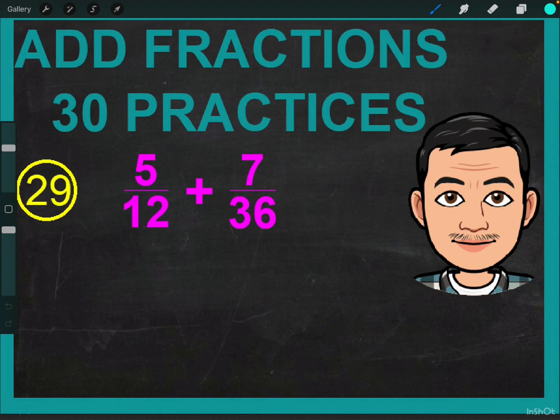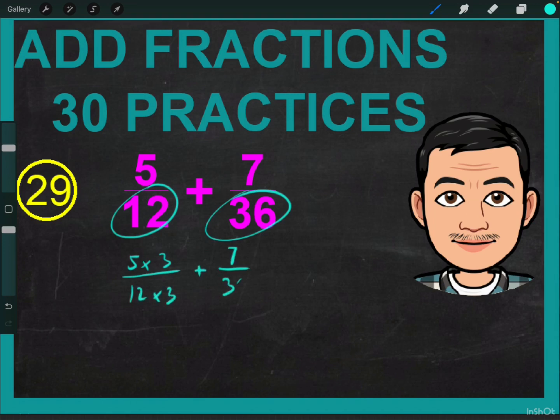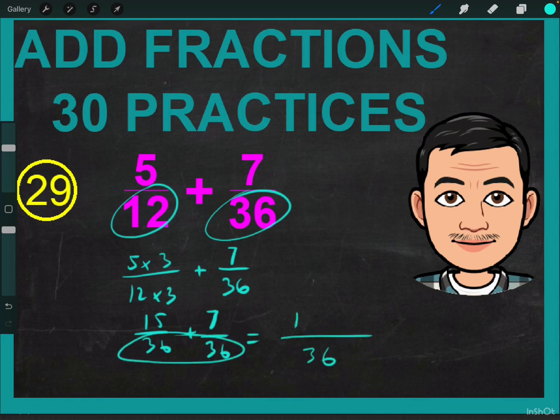Bracket number 29. We have two fractions with different denominators, 12 and 36, and we can see that 36 is 3 times 12, so we convert the first fraction into 5 times 3 over 12 times 3, and the second fraction we just write again, so we got 15 over 36 add 7 over 36. Now they have the same denominator, so we just write 36, and then we add 15 and 7 for the numerator, and we got 22 over 36. That's the answer.